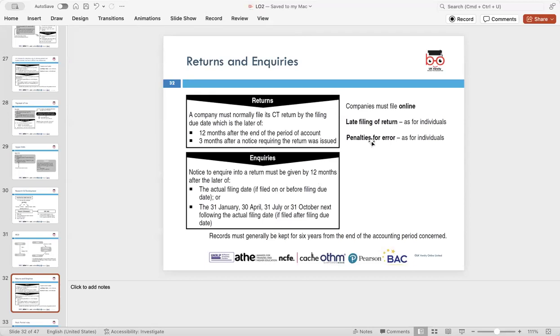When it comes to errors in the returns, the penalties are similar to those for individuals, as we discussed above. Additionally, if an inquiry into the return is necessary, the notice of inquiry must be given within 12 months after the later of the actual filing date or specific dates in January, April, July, or October following the filing due date.